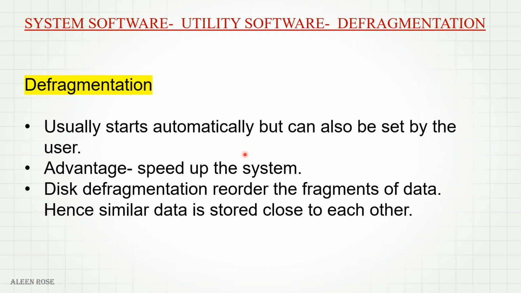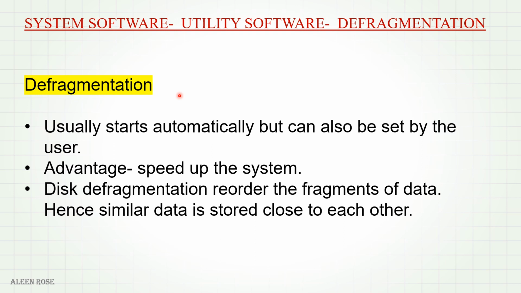The next type of utility software is defragmentation. To study defragmentation, you should know what fragmentation is. You save a data file. The data file is saved or stored in the hard disk as chunks of data, and each piece of data is stored in different locations. So therefore, the data is fragmented and stored. And this makes the access time more.